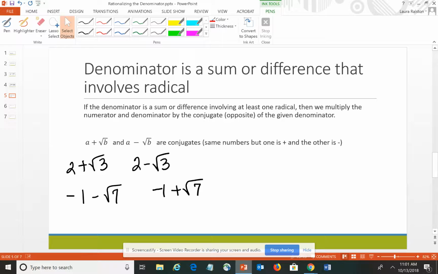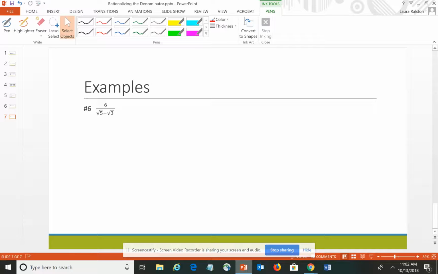If we have -1 minus the square root of 7, then the conjugate would be -1 and 7 with a plus sign between them. So let's take a good look at a couple of examples here. All right. The first example is 3 divided by 5 plus the square root of 7.